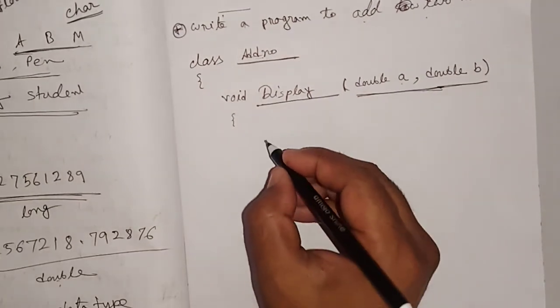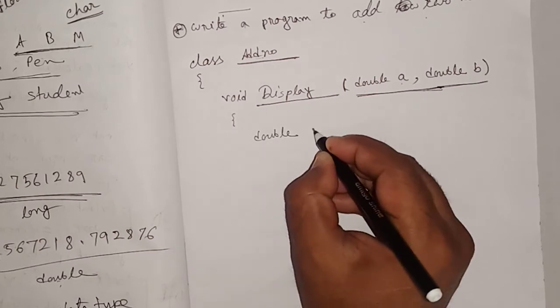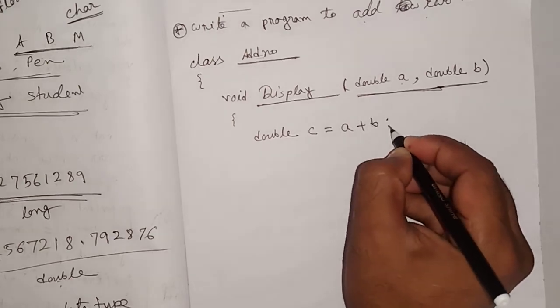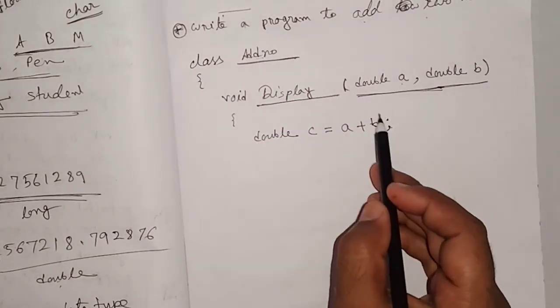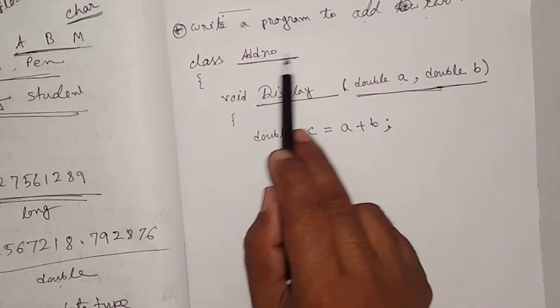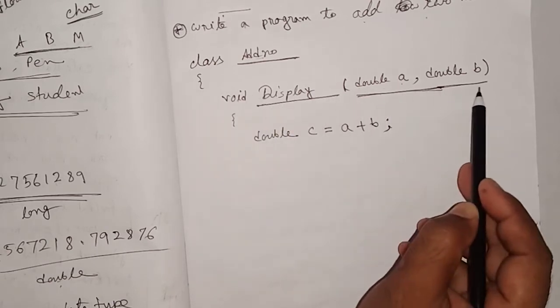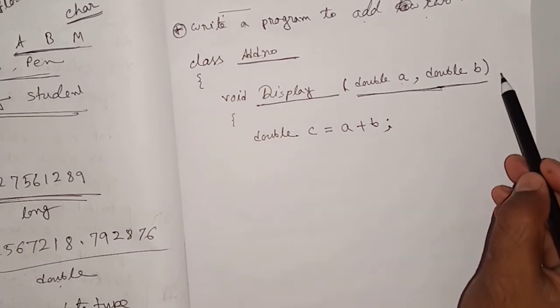Then you are taking a variable, again double c is equal to a plus b, semicolon. We cannot write a semicolon after the class line. You cannot write a semicolon after the method line. This is the method line, and we cannot write a semicolon over here.